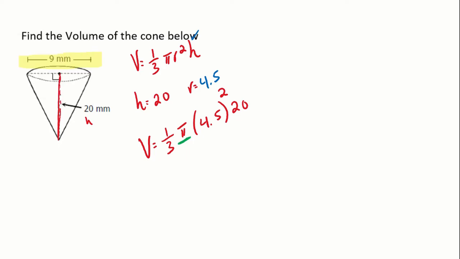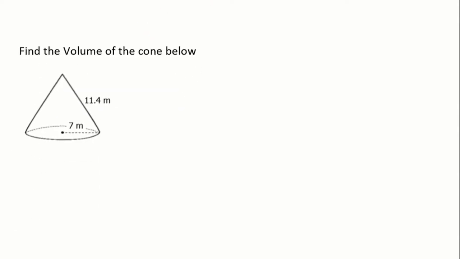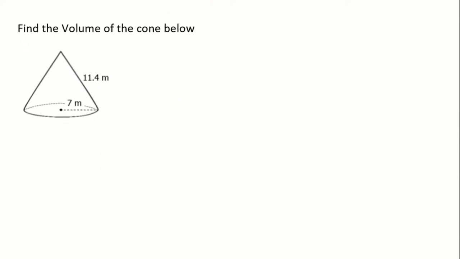And so when I do that, I get volume is equal to 135 pi. And we're talking about volume here, so it's going to be units cubed. So in this case, millimeters cubed. So let's take a look at another problem. Here we have find the volume of the cone below.